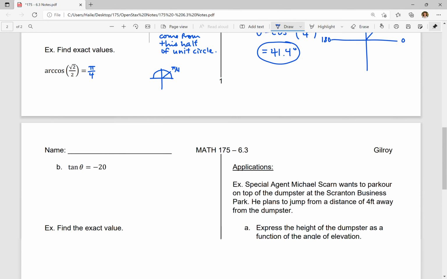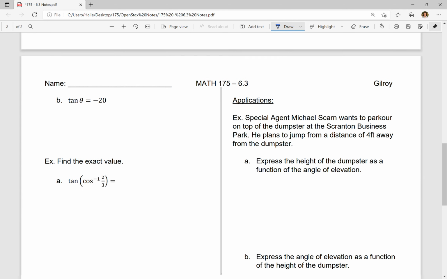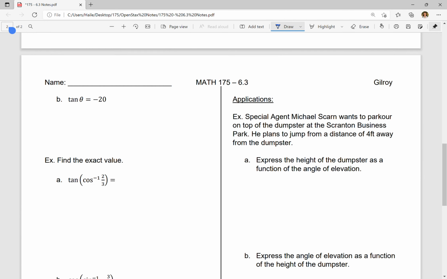In this next example, we're going to solve tangent of theta equal to negative 20. Again, the first thing I'm going to do is take the tangent inverse of both sides, and so I get theta equal to tangent inverse of negative 20. If I put this into the calculator, your calculator should give you negative 87.1 degrees.